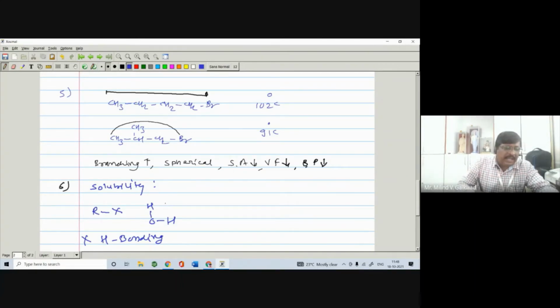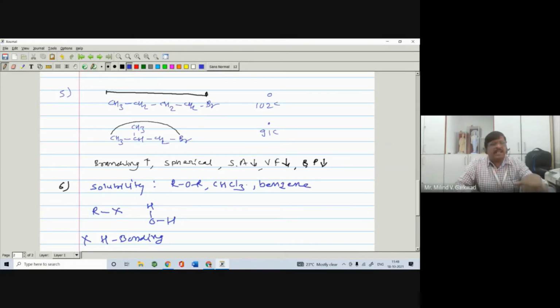But as they have low polarity, they are soluble in non-polar solvents like ether, ROR in general, chloroform CHCl3, or maybe benzene. They may also be soluble in benzene. Just like alkenes, they also have the same solubility.